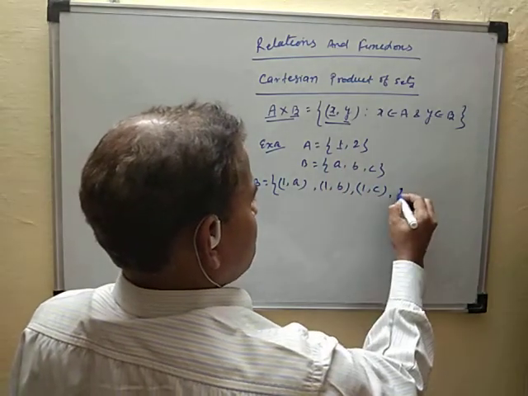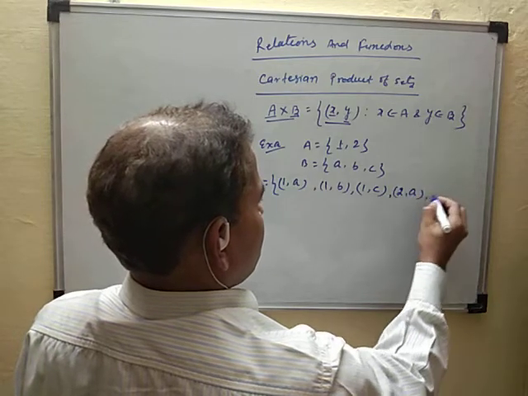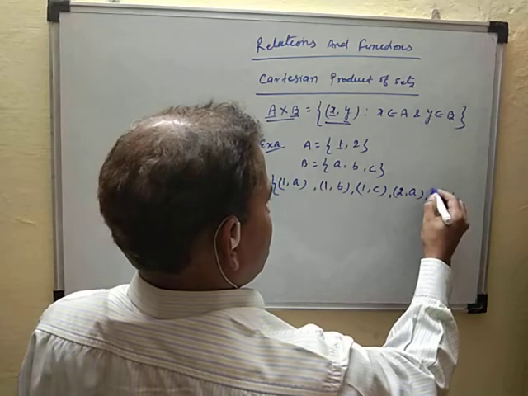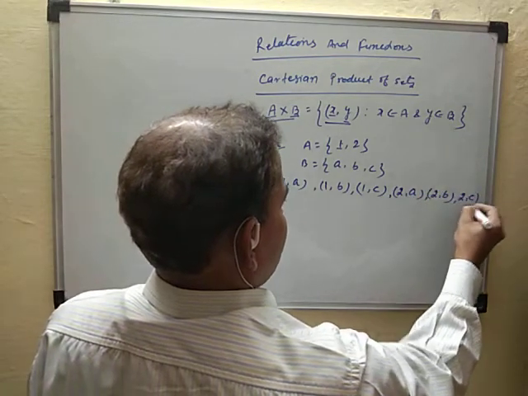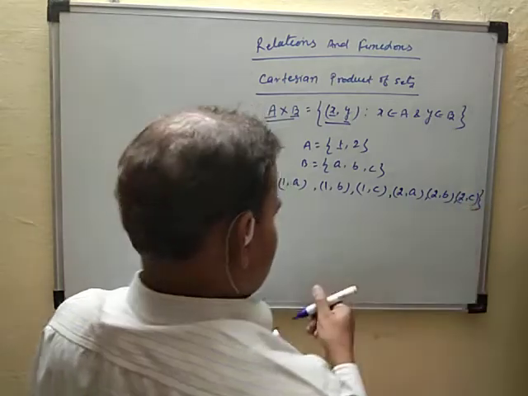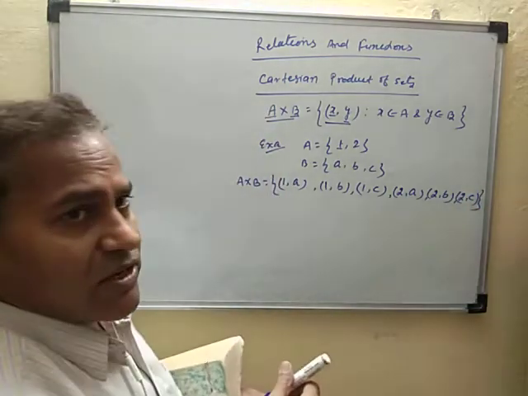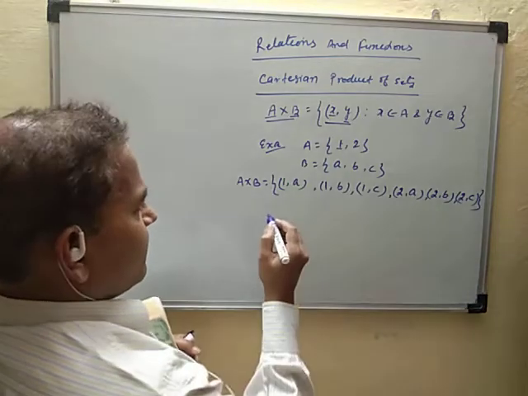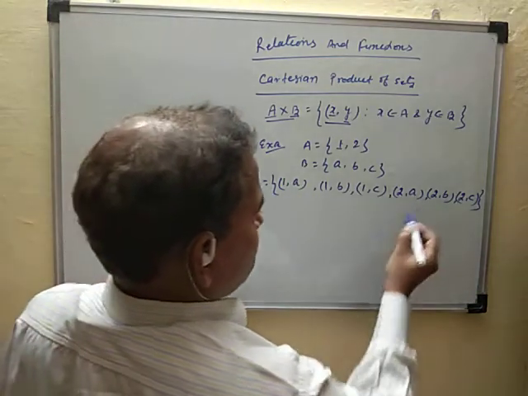Similarly, (2, a), (2, b) and (2, c). (2, a), (2, b) and (2, c). This is the Cartesian product of two sets.